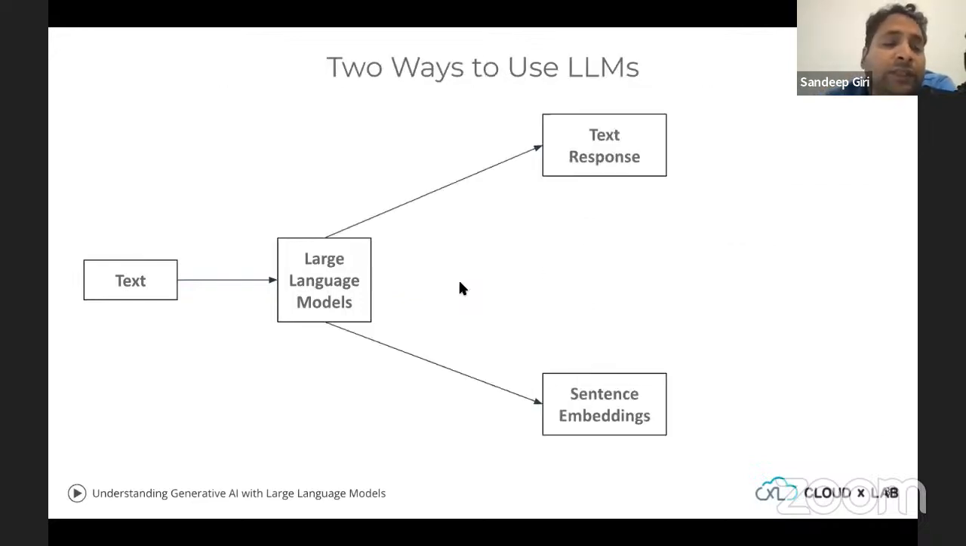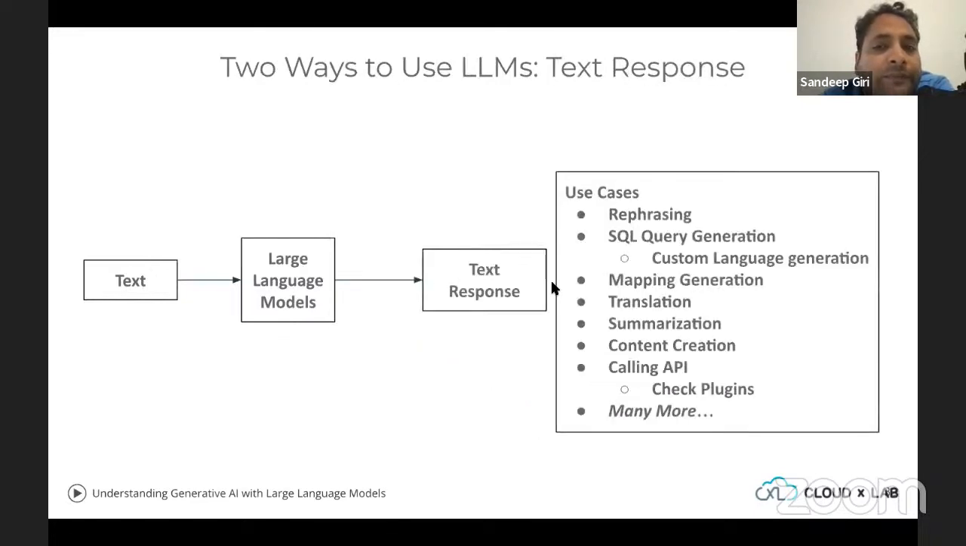First approach is use the large language model to generate text, right? Second approach or strategy is use large language models to give out sentence embedding, right? This is text, this is numbers, okay? Now, when you are generating text to text, there are many use cases.